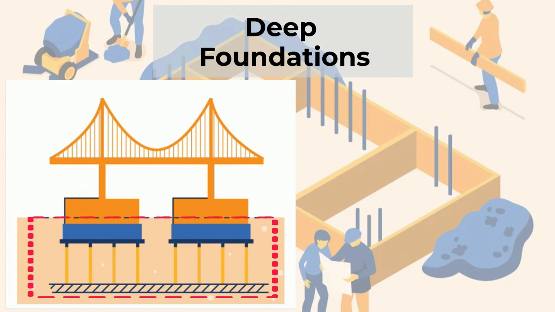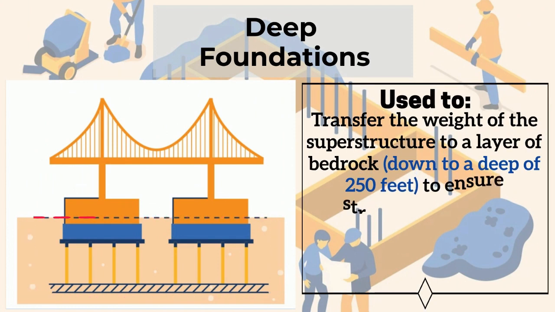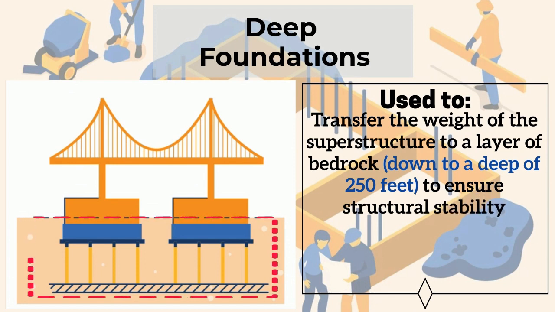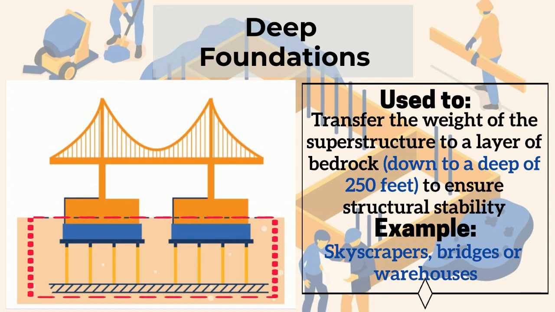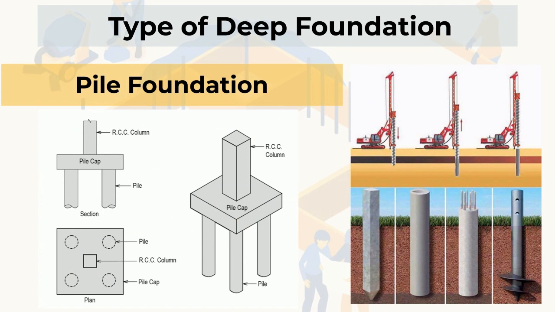Deep foundations are used to transfer the weight of the superstructure to a layer of bedrock, down to a depth of 250 feet, to ensure structural stability. For example, skyscrapers, bridges, or warehouses. Type of deep foundation. Pile foundation, as we know, is a type of deep foundation that transfers load from superstructure to deep soil, which has high bearing capacity.